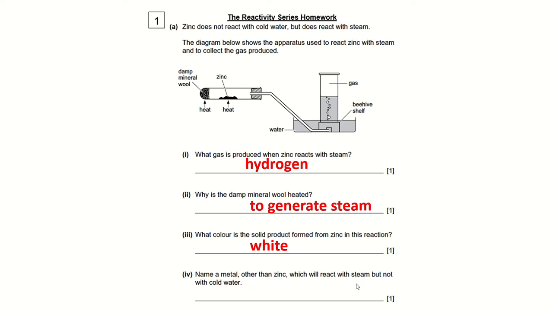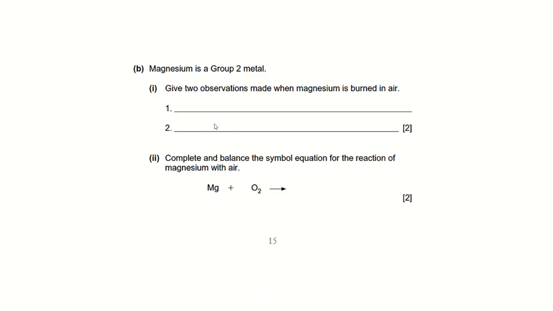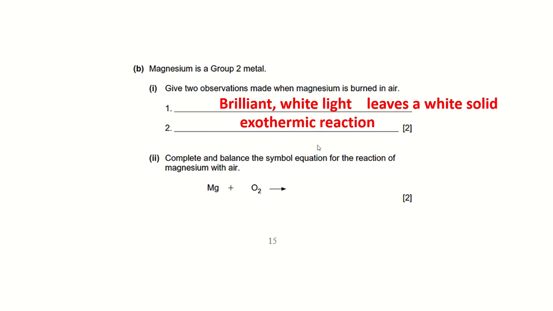Metal other than zinc that will react with steam but not with cold water. Well, those ones that react with steam but not with cold water are in the middle of the reactivity series. So iron, zinc, magnesium, even up to aluminium. Magnesium's a group 2 metal, so two observations when magnesium is burnt in air. We get that brilliant white light every time magnesium reacts. It leaves a white solid, the magnesium oxide, and then it's obviously an exothermic reaction.